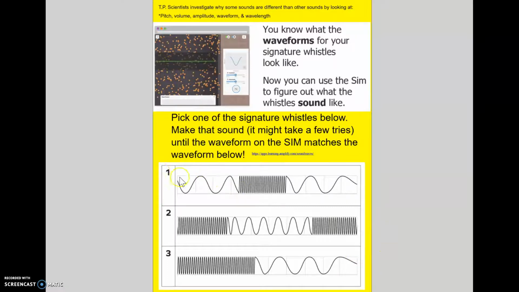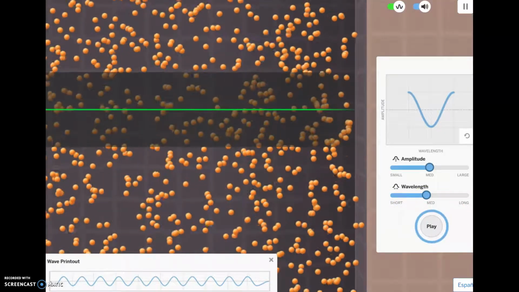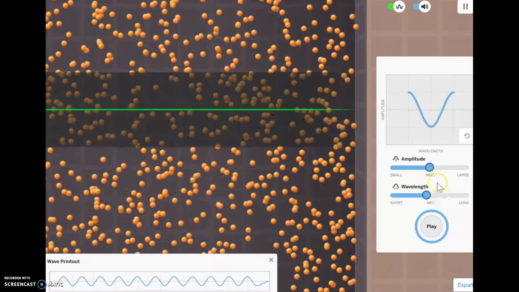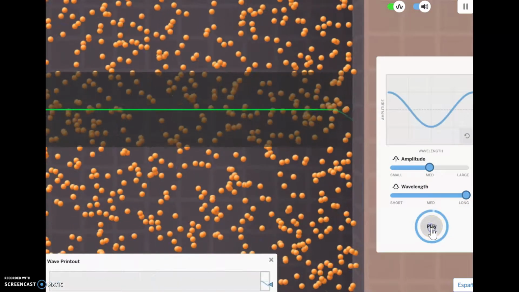So I'm going to pick the first signature whistle. A couple things I need to remember is that I don't need to change the amplitude because it's the same volume all the way throughout. I'm only going to be changing the wavelength. So our options are short, medium, or long. This starts with a long wavelength, then we go to short, and then back to long. Let's see if we can figure that out. So starting with long, let's click play.